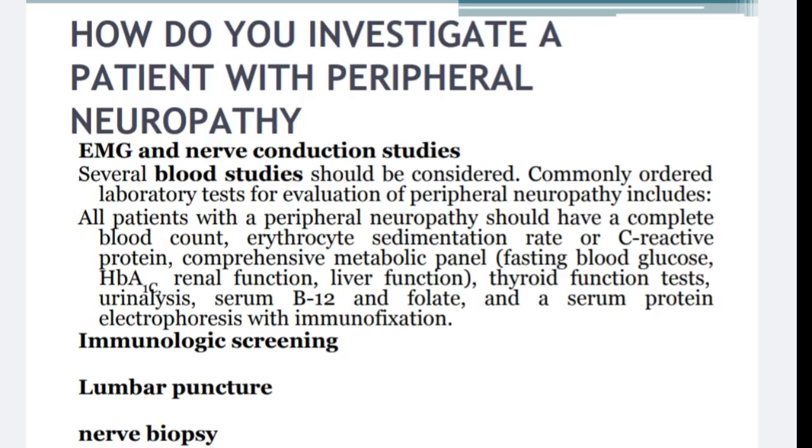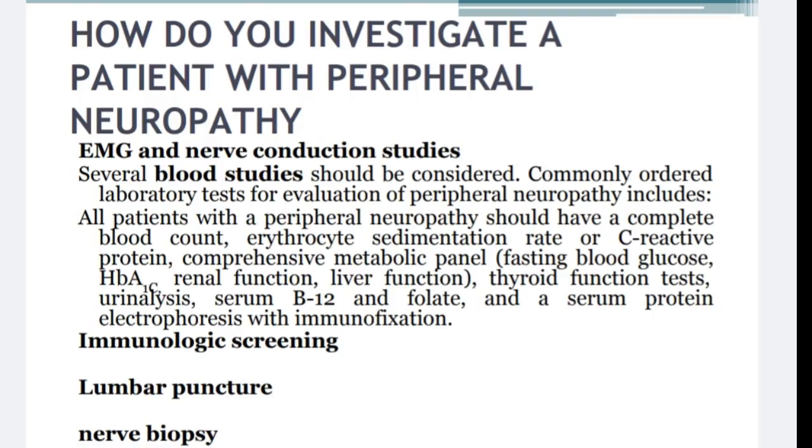Now we proceed to investigate a patient with peripheral neuropathy. EMG and nerve conduction studies is the single most important diagnostic test for the evaluation of neuropathy. Several blood studies should be considered. Commonly ordered laboratory tests for evaluation of peripheral neuropathy: all patients with a peripheral neuropathy should have a complete blood count, ESR or C-reactive protein, comprehensive metabolic panel like fasting blood sugar, glycated hemoglobin, renal function, liver function, thyroid function test, urinalysis, serum B12 and folate, and a serum protein electrophoresis with immunofixation.